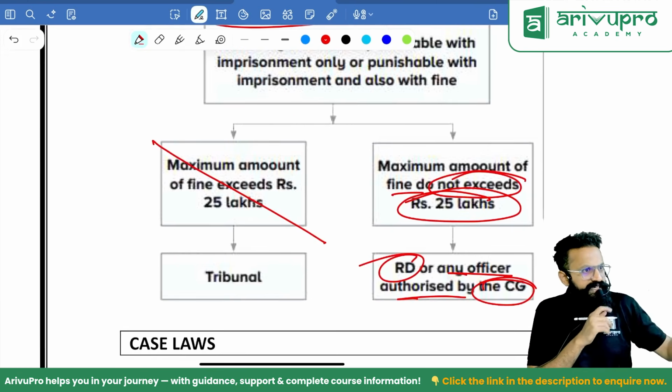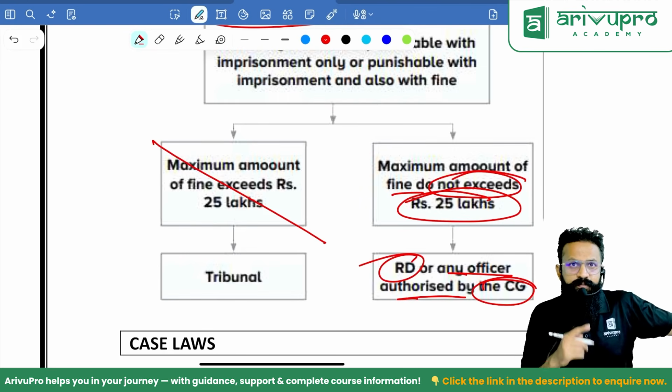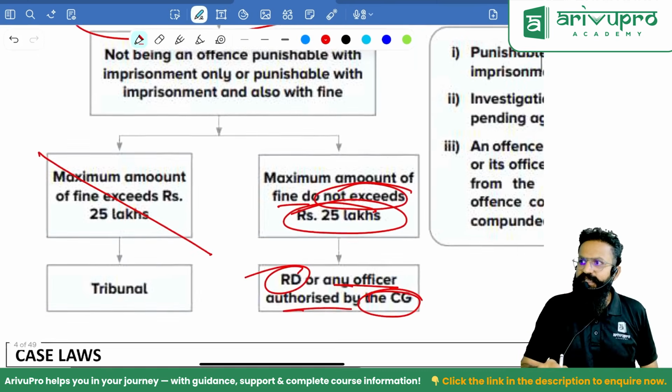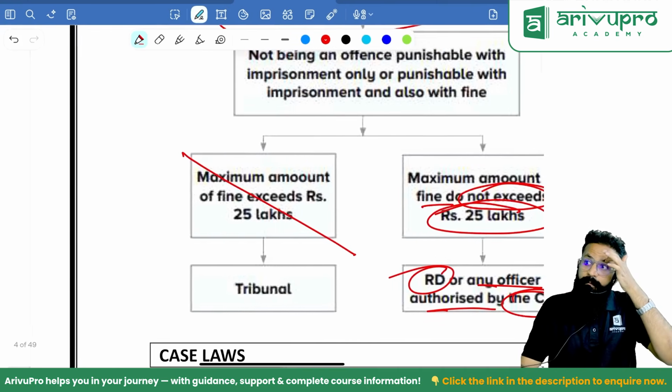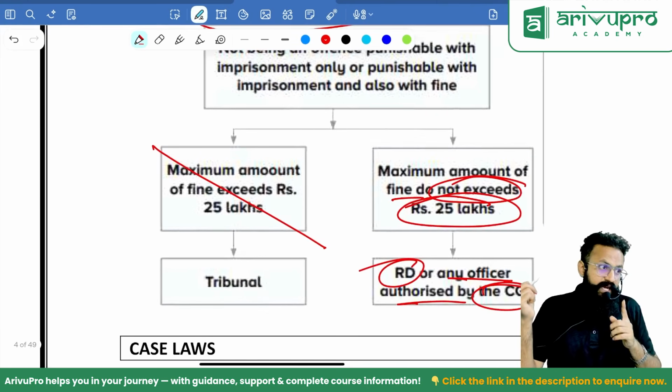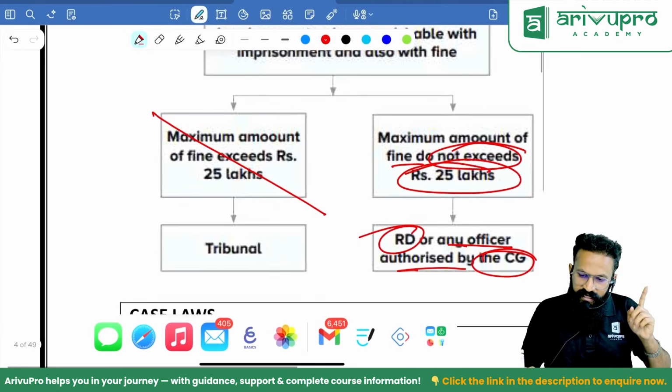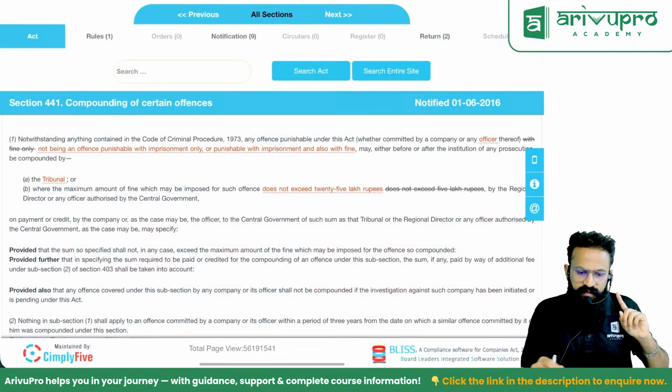If the amount exceeds 25 lakh, where will I go? NCLT, correct? Now, this is the interpretation given in our book. See, maximum amount does not exceed 25 lakh; maximum amount exceeds 25 lakh. But now look at the Act. What does our Act say? The Act says this.